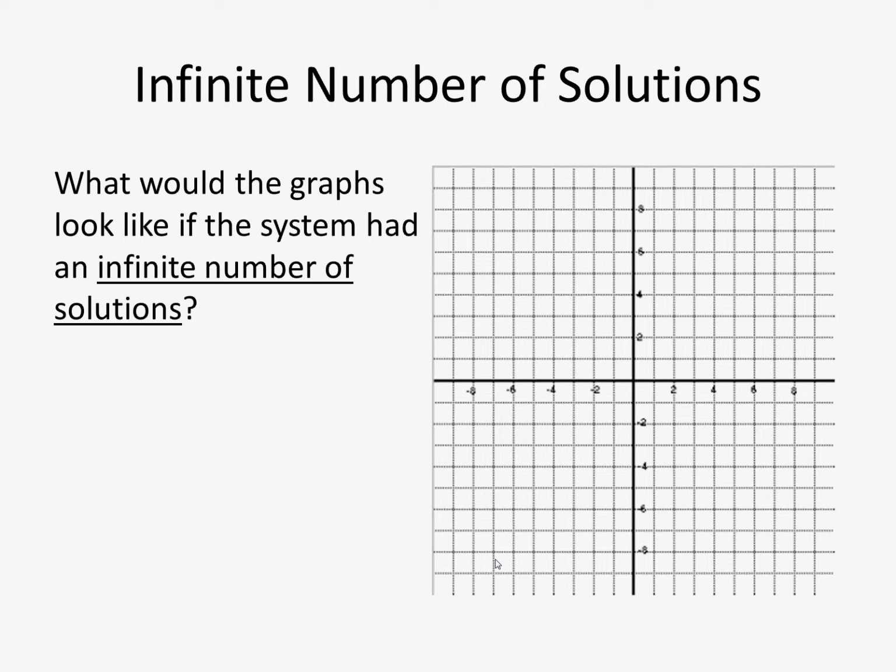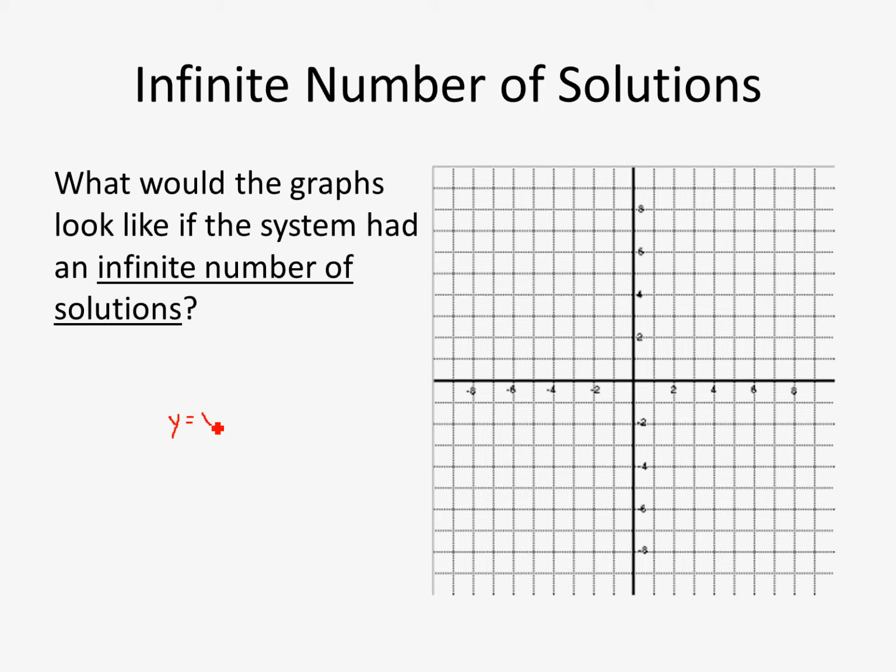Would it be possible for two lines to intersect in more than one place? Well, we would think maybe no, because we're thinking of two different lines that are trying to cross in two or three places. But what if they cross in infinitely many places? What if I give you this system?